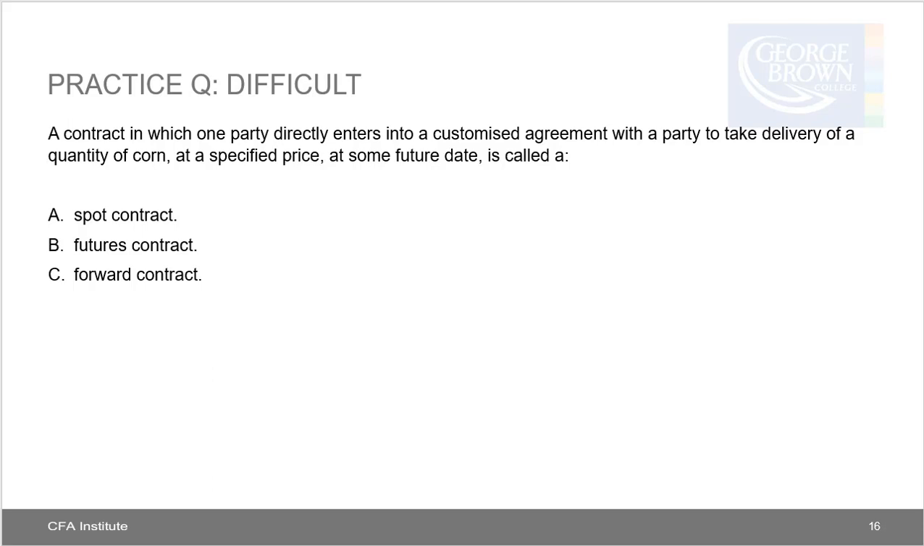So obviously, having gone through some of the similarities and differences between forwards and futures, that can be well tested. Okay, so here's an example of a practice question from the learning ecosystem. It's classified at the difficult level. And here's the question. A contract in which one party directly enters into a customized agreement with a party to take delivery of a quantity of corn at a specified price at some future date is called A, a spot contract, B, futures contract, or C, forward contract.